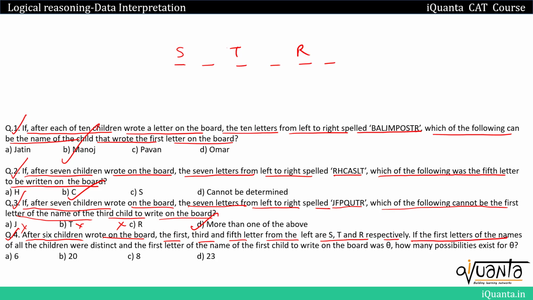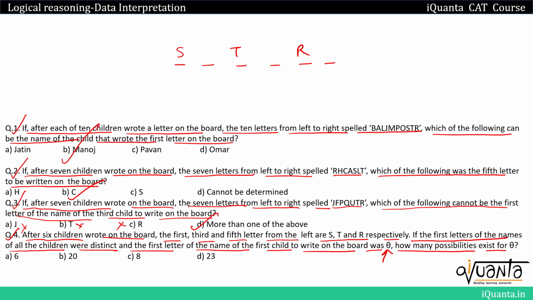Then if the first letters of the names of the children were distinct, and the first letter of the name of the first child to write on the board was theta, how many possibilities exist for theta? So we have been told that the first letters of the names of all the children are different, and the first child that is writing a letter on the board, his name starts with theta. So how many possibilities are there for theta?